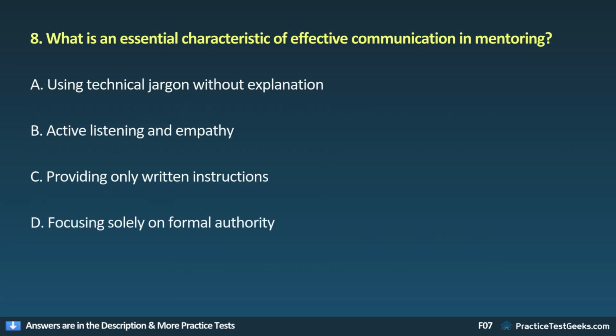8. What is an essential characteristic of effective communication in mentoring? A. Using technical jargon without explanation. B. Active listening and empathy. C. Providing only written instructions. D. Focusing solely on formal authority.